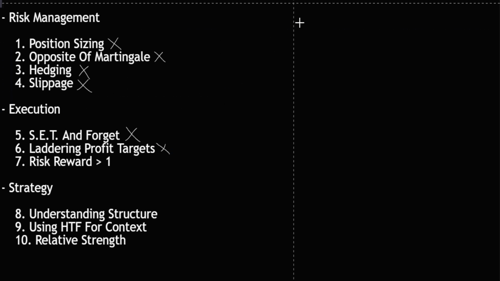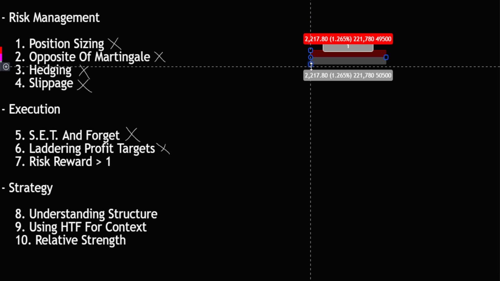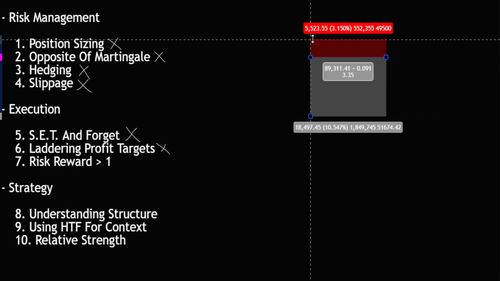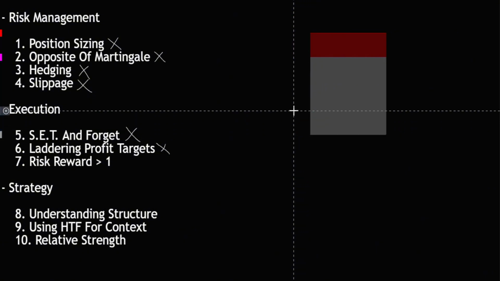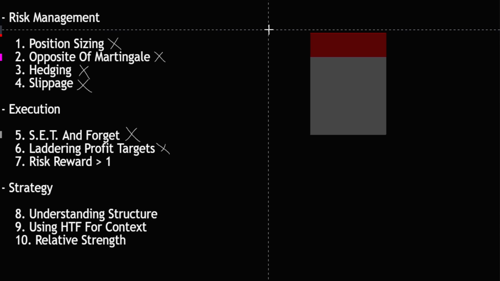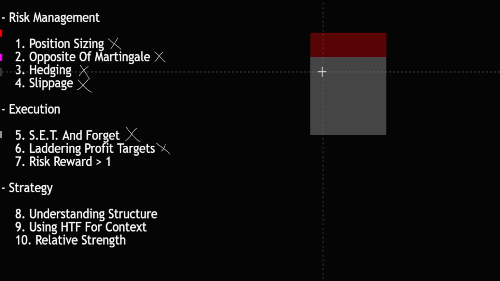So like the previous concepts, this one's still pretty straightforward. Again, one of the main reasons that traders struggle is not because the concepts are overly complicated. It's mainly sticking to the rules. So how does laddering profit targets work? Like I stated in the last video, the key to trading is cutting losers quickly and letting winners run.